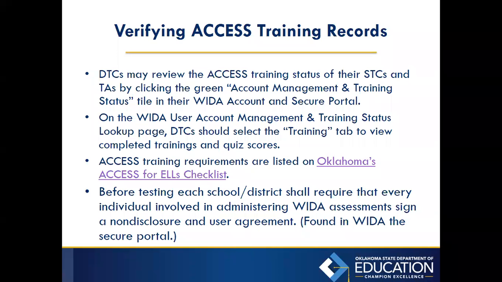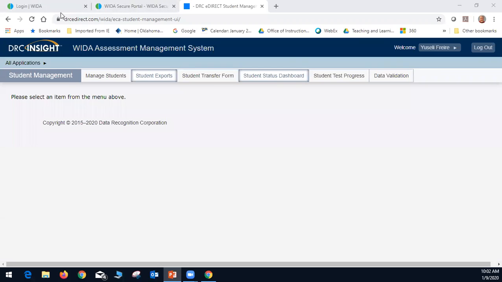Okay, so the first thing we're going to talk about this morning is verifying ACCESS training records. DTCs may review the ACCESS training status of their STCs and TAs by clicking the green Account Management and Training Status tile in the WIDA Account and Secure Portal. On the WIDA User Account Management and Training Status page, you're going to be able to see the DTCs and see what kind of training they've had. And so I'm actually going to show you how to look that up.